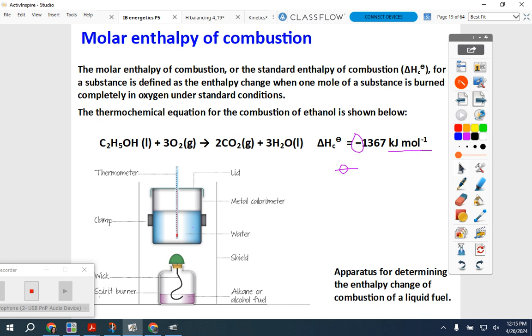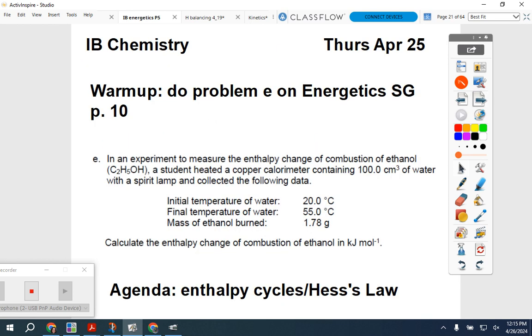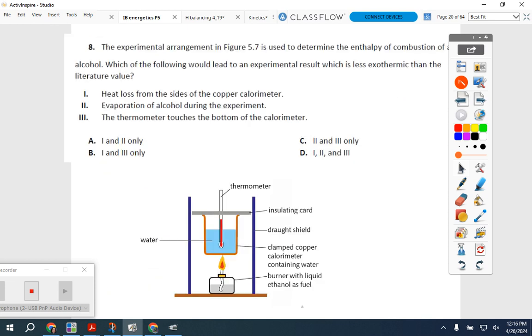So I asked you guys to go back to problem E on page 10 and take a look at that. Before we do that, I can't remember if we went through this question, but I don't think we did. This is similar to a question bank question about this kind of experiment.